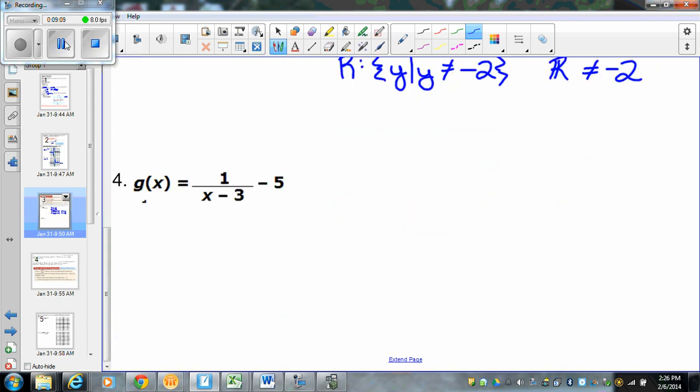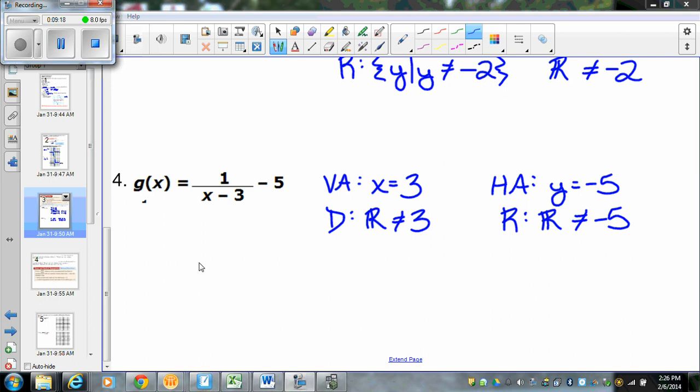Okay, so pause the video again, and I want you to give number 4 a try. Find the asymptotes, the domain, and the range. Okay, so I got a vertical asymptote at x equals 3, a horizontal asymptote at y equals negative 5. The domain is all real numbers where x cannot equal 3, and the range is all real numbers where y cannot equal negative 5.